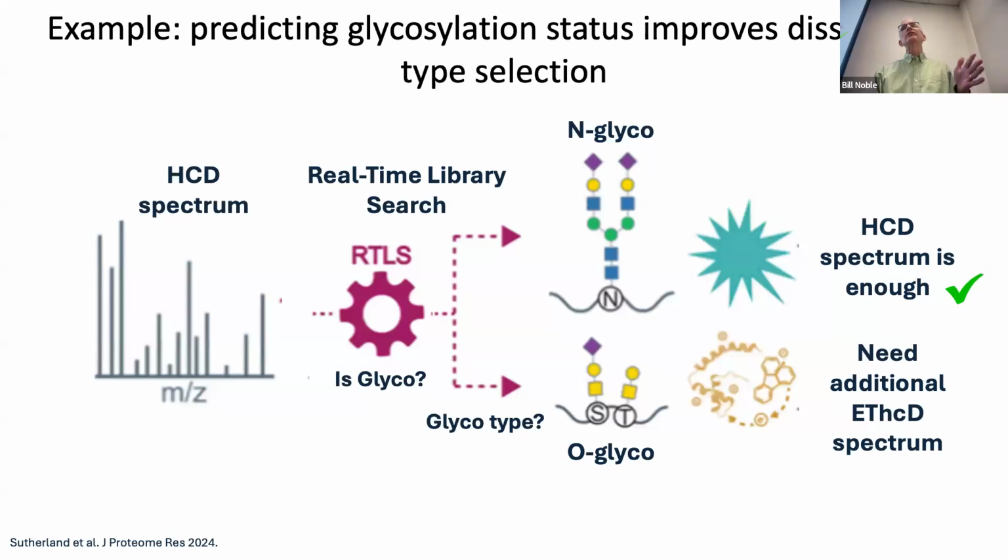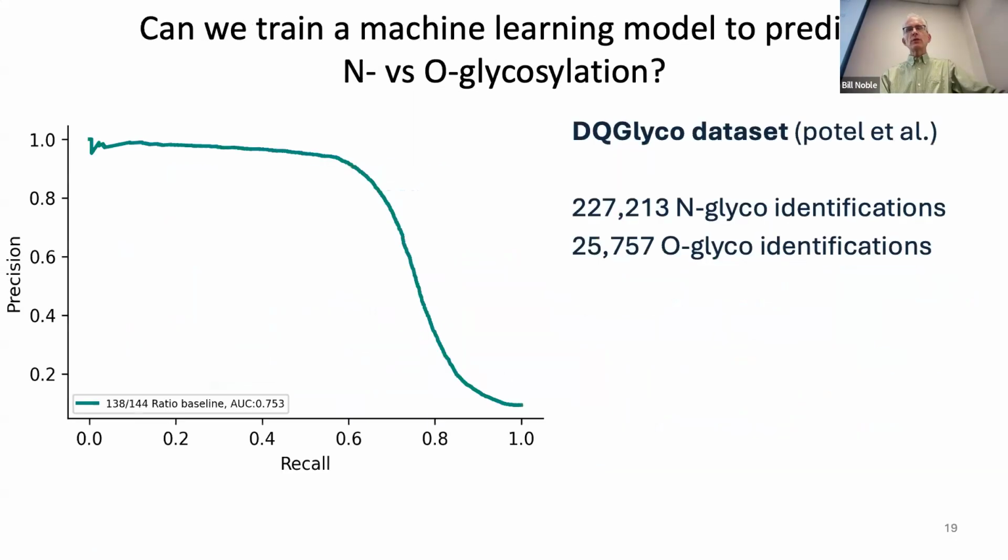And the reason it matters is because if it's an N-glycosylation, then the spectrum that you have in hand is sufficient to try to figure out what kind of glycosylation it is. But if it's O, then you have to spend the time to go and do an additional kind of scan called an ETHCD spectrum. So that's an important decision to be made in real time.